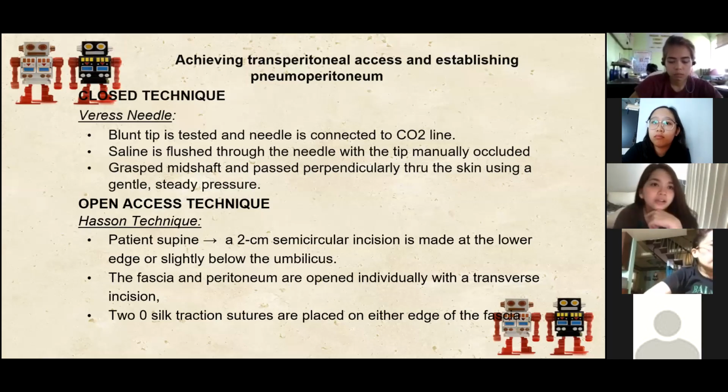The needle should be grasped mid-shaft and passed perpendicularly through the skin using a gentle, steady pressure. You should encounter 2 points of resistance: your abdominal wall fascia and the peritoneum.